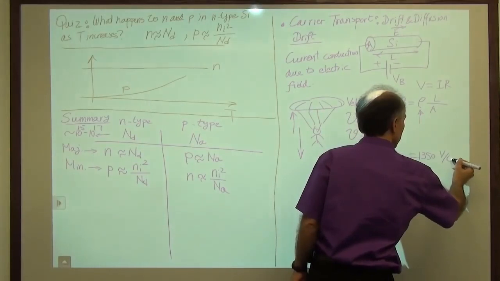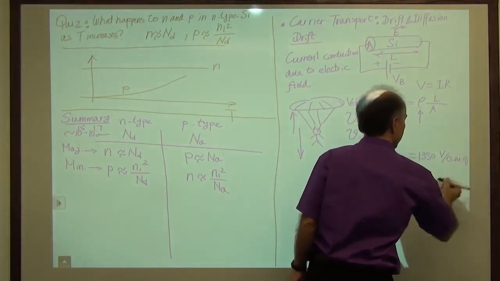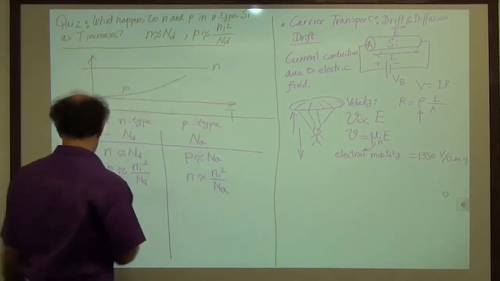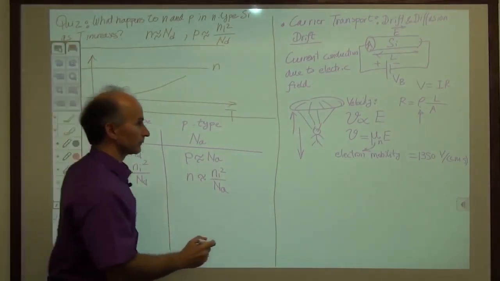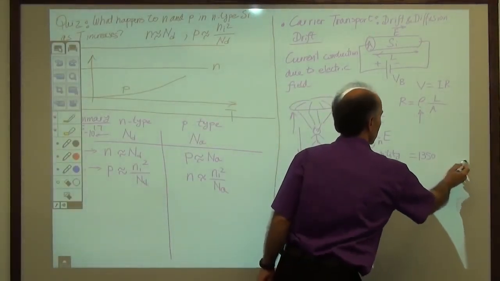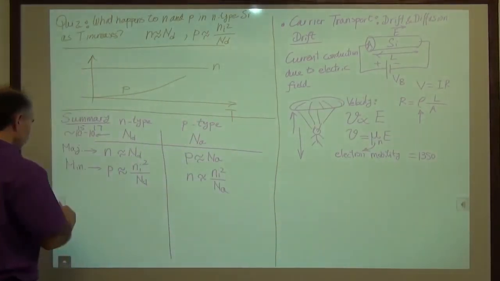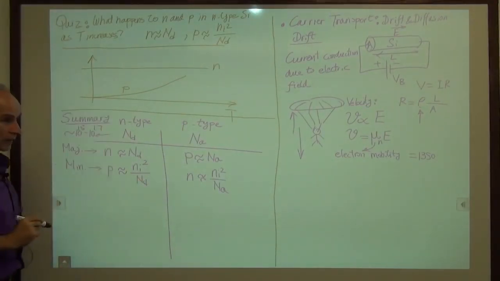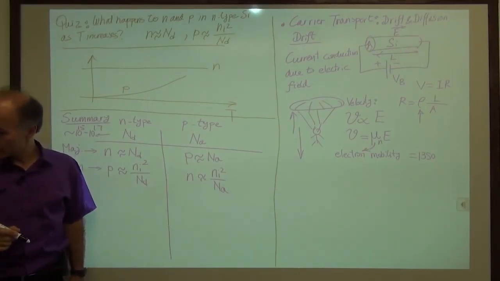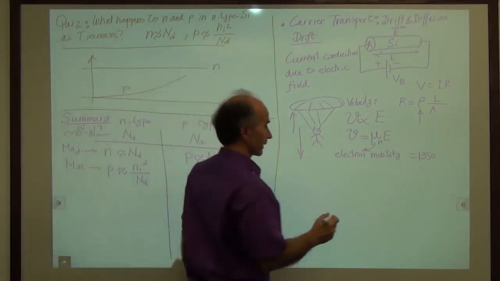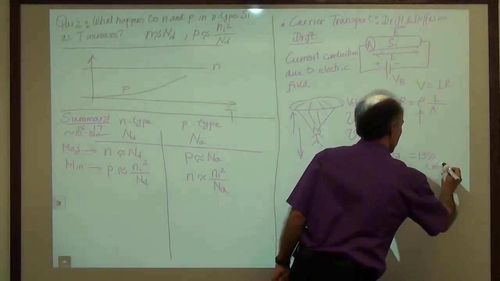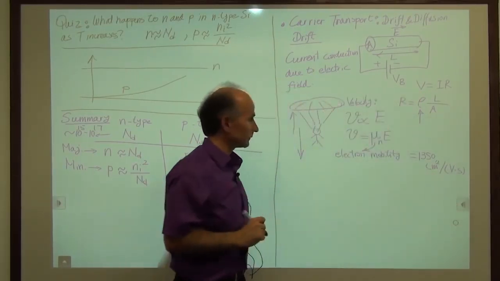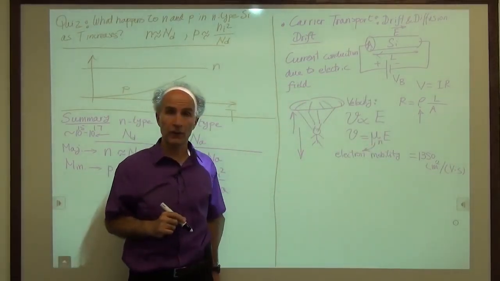volt per centimeter times second. Very strange unit. I'm sorry, centimeter. Okay, I made a mistake here. So the unit is centimeter squared per volt second. Centimeter squared per volt times second. That is the mobility of electrons in silicon.